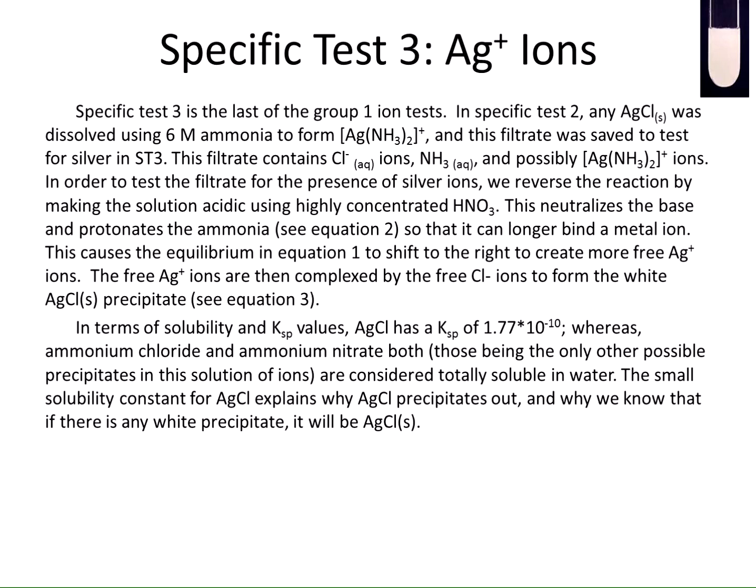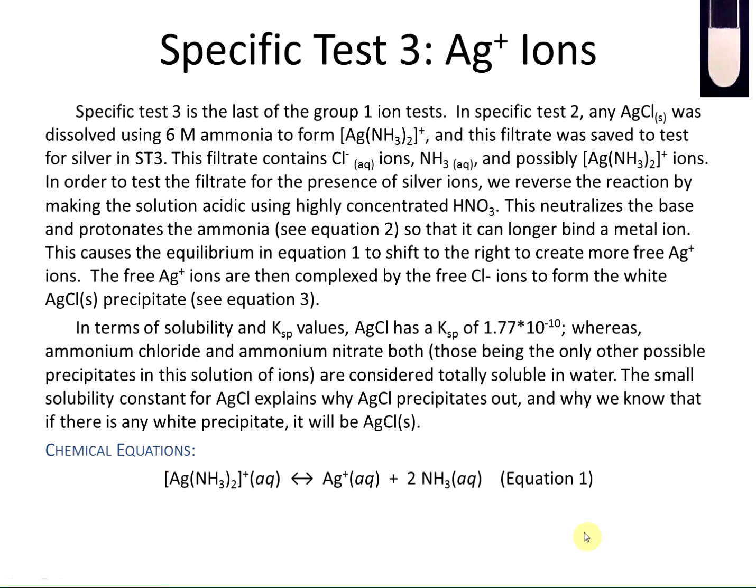And in terms of solubility and KSP values, silver chloride has a KSP of 1.7 times 10 to the minus 10th, whereas ammonium chloride and ammonium nitrate, both those being the only other possible precipitates of the ions, are considered totally soluble in water. The small solubility constant for silver chloride explains why the silver chloride precipitates out and why we know that if there is any white precipitate, it will be silver chloride. So again, this is what's going on.